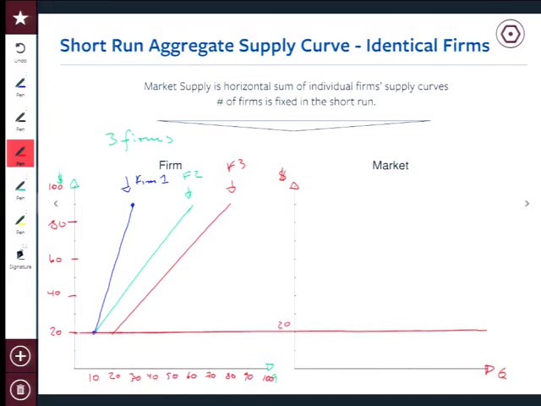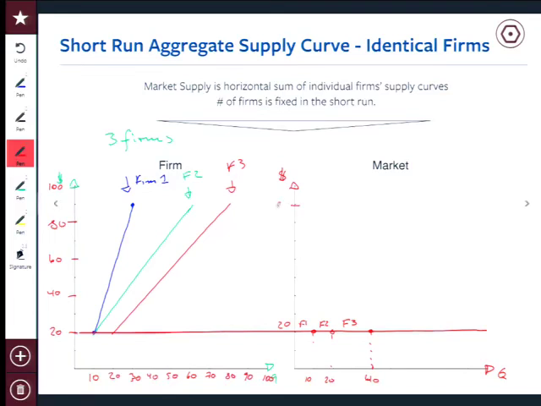So at $20, firm 1 produces 10 units, okay? Firm 2 also produces 10 units. So I'm going to add to my first firm's 10 units another 10 units from firm 2. So this here is firm 1, this here is firm 2. Firm 3 at that price is willing to bring 20, so I have to add another 20 to my aggregate output. This here is firm 3. So at a price of $20 per unit, the whole market is willing to supply 10 plus 10 plus 20 is 40 units. Let's ramp it up.